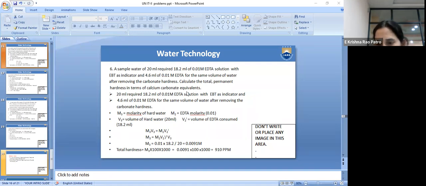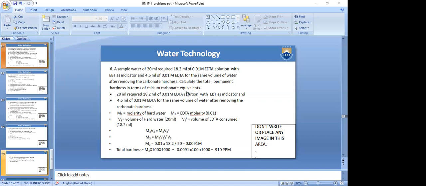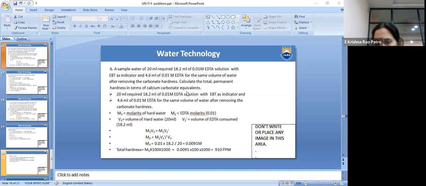Prepare the standard hard water by taking 2 grams of calcium carbonate in a standard flask, and make up the solution up to 1000 ml using distilled water.